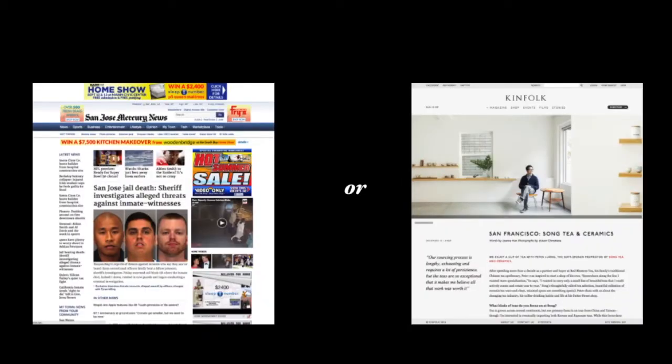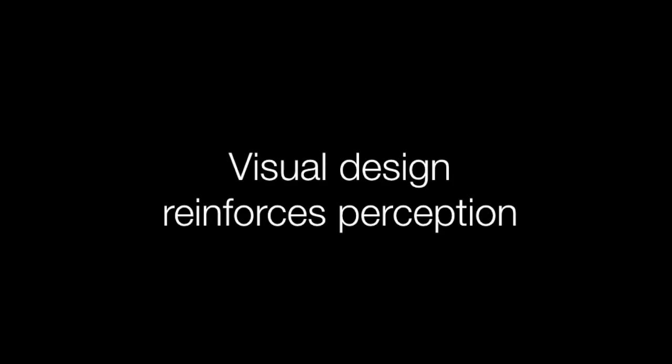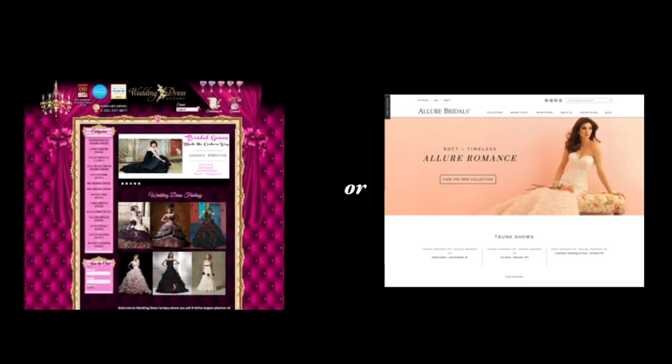As an example of these two, which one is more readable? It's likely that you will have chosen the example on the right. Visual design also prevents mistakes from happening. In the example shown on the screen, which form is less likely to have errors? Visual design reinforces perception. Out of the two designs, which is likely to be perceived as being more elegant?